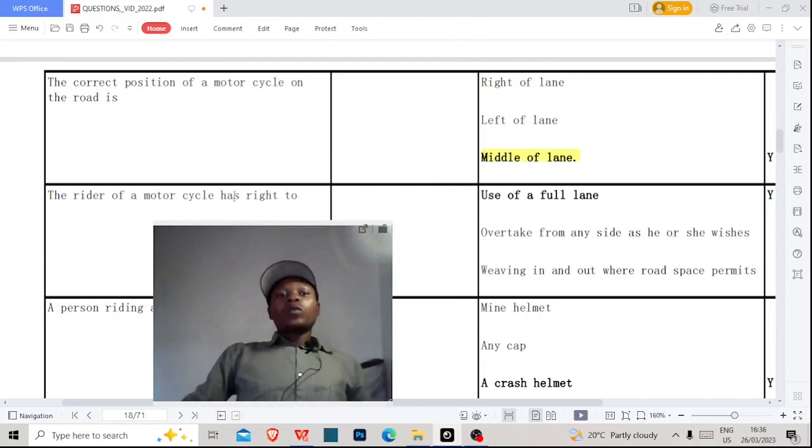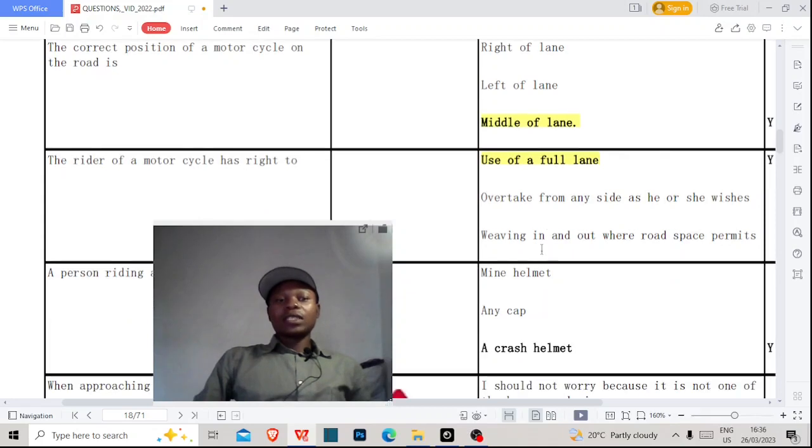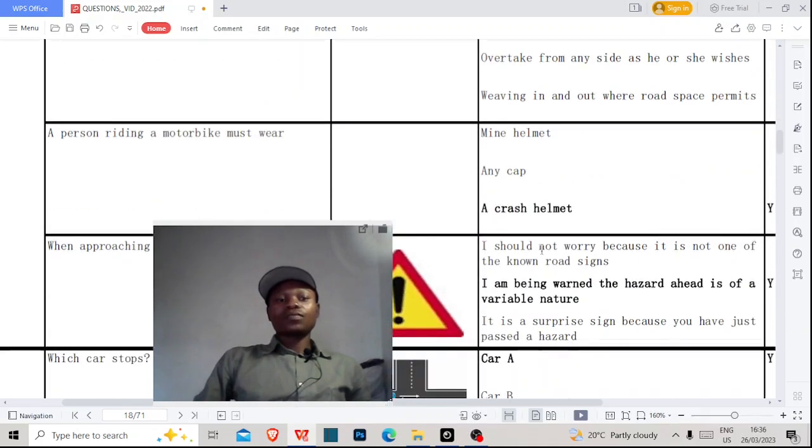The rider of a motorcycle has rights to: option A, use of a full lane; B, overtake from any side as he or she wishes; C, weaving in and out where road space permits. The rider of a motorcycle has rights to a full lane, like I've explained in the previous question. Remember, it's regarded as a full vehicle. So that's the correct answer. Now let's move on to the next question.